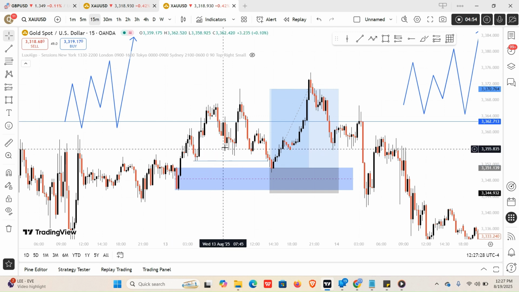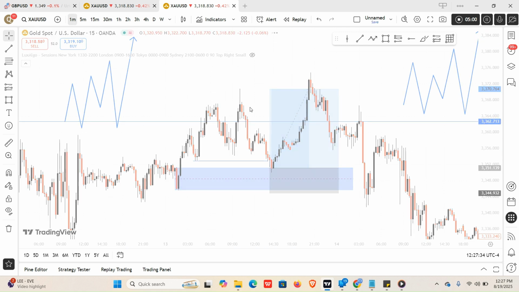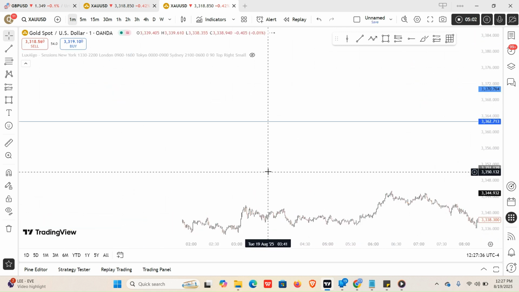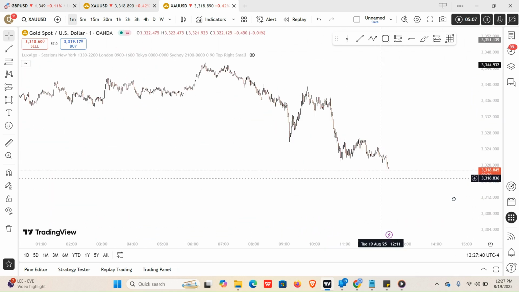To make it a standard or a good trade for me to take, or a trade that has my confidence, I have to see the inducement get swept and tapped into my order block, and then you can go into smaller time frames if you like, for added confirmation.